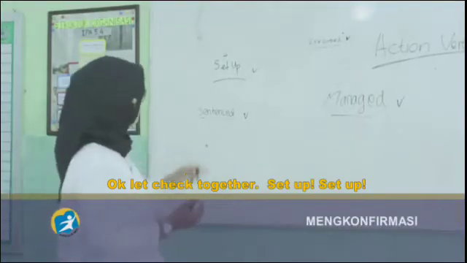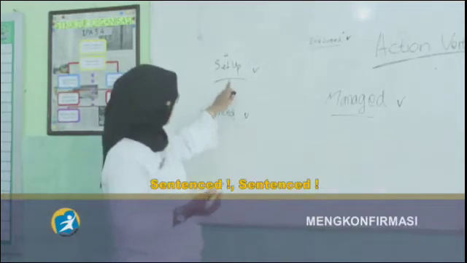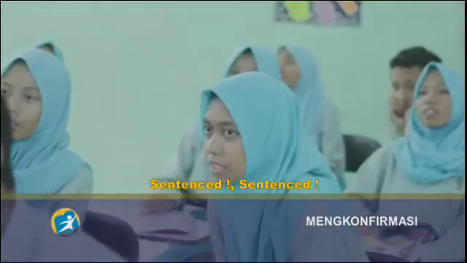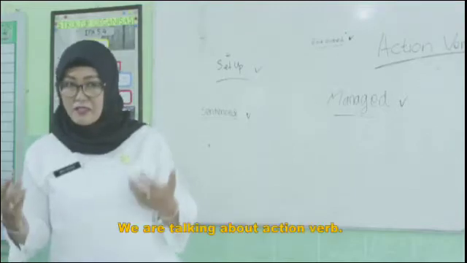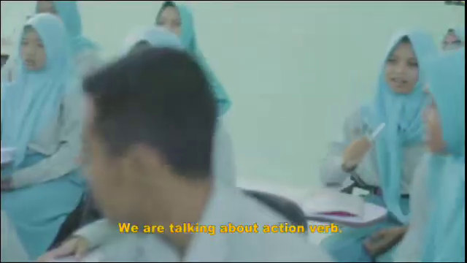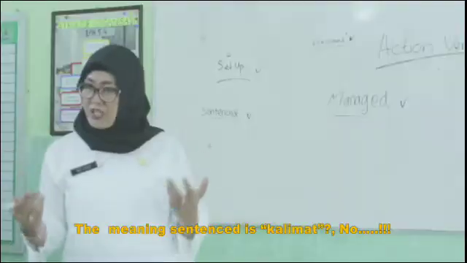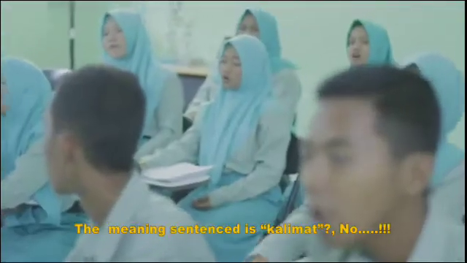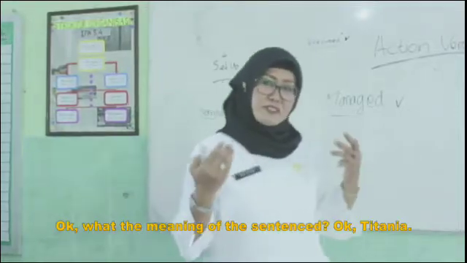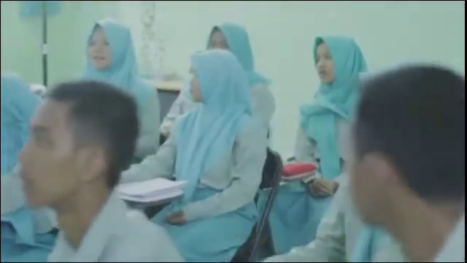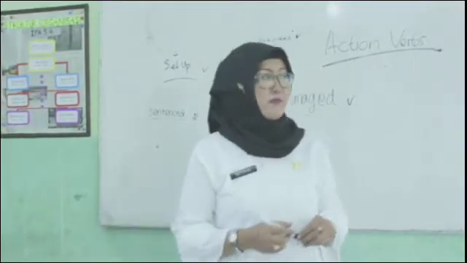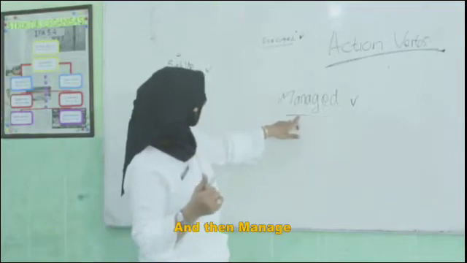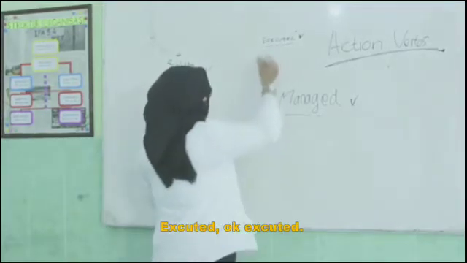Okay, let's check together. Set up. Okay, and sentence. Sentence. Okay, what is the meaning of sentence? Me, Mom. Sentence is kalimat. We are talking about action verbs. The meaning of sentence means kalimat? No. Okay, what is the meaning of sentence? Okay, Titania. The meaning of sentence is menghukum. Okay, good job. Yes, menghukum. Manage. Yes, good. Executed.